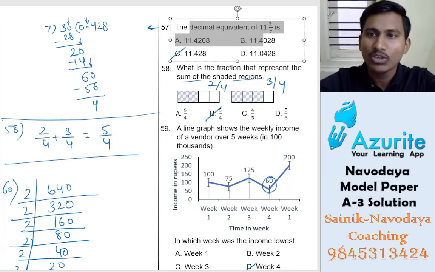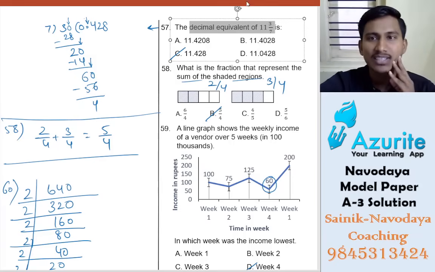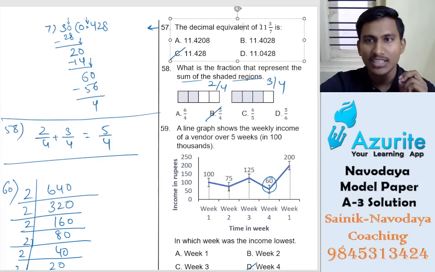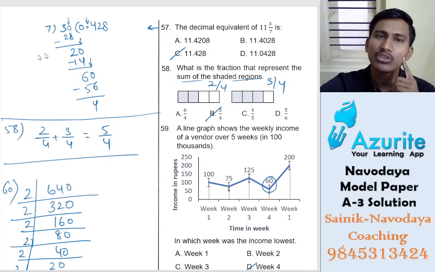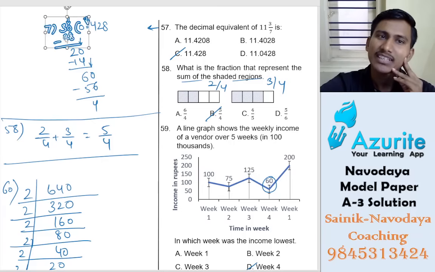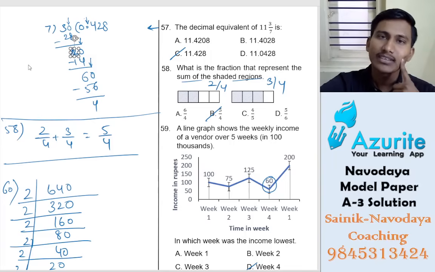So the decimal equivalent of 11 and 3 by 7. 11 and 3 by 7 means 11 point will come. 11 means 11 point. So 3 by 7 you have to divide. So how do we divide 3 by 7? 3 is smaller, so we take a point and put a 0 here. So it will become 30. So 7 4s are 28. So it will be 2 remaining, right? So 30 minus 28 is 2.